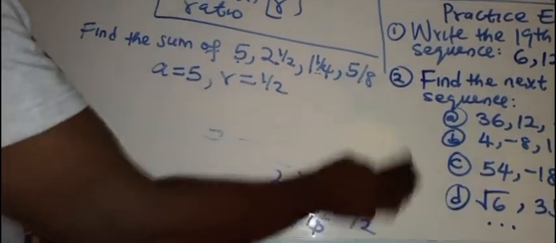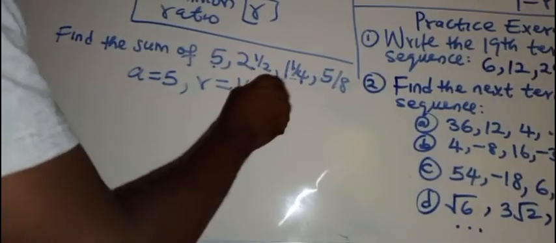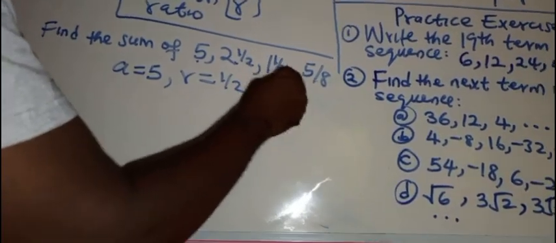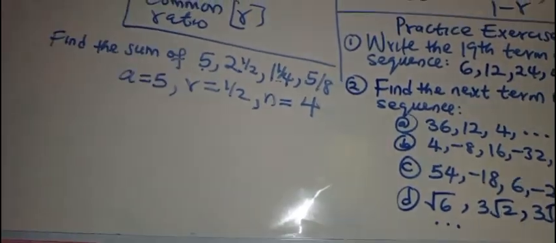So I want to clean this to have space. So now I have got my common ratio. How many times do we want to add together? N: 1, 2, 3, 4. So N is also 4. 4 times.